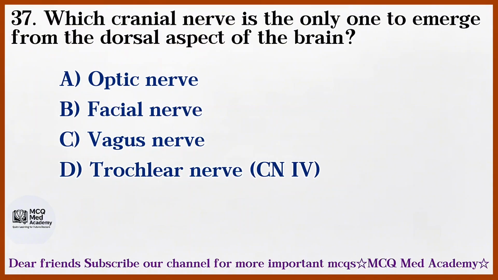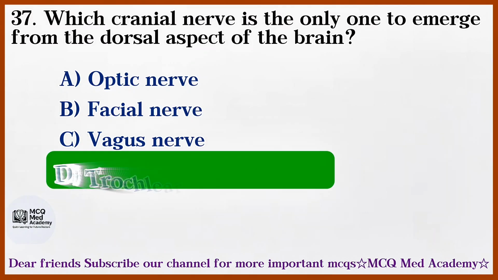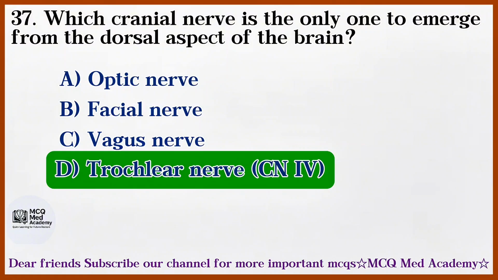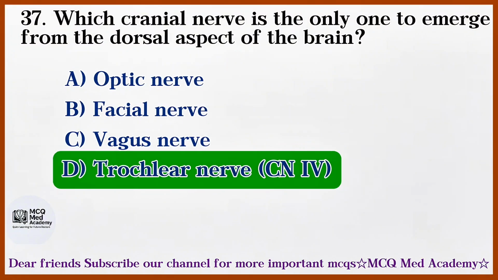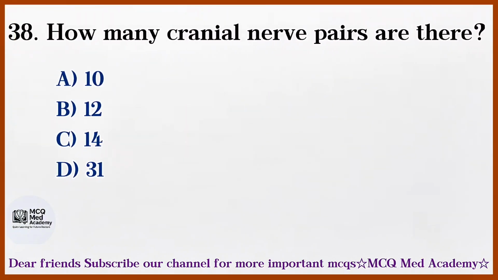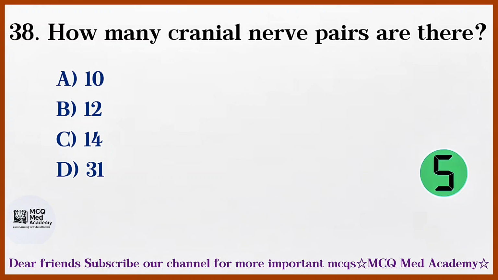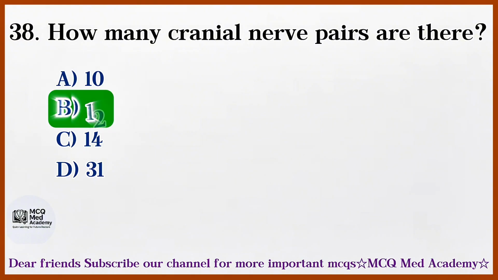37. Which cranial nerve is the only one to emerge from the dorsal aspect of the brain? Correct answer, D. Trochlear nerve, CN4. 38. How many cranial nerve pairs are there? Correct answer, B. 12.